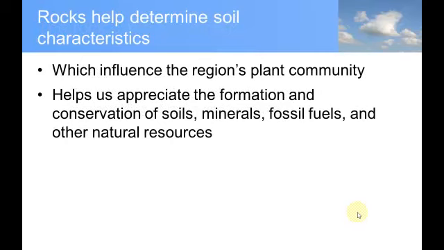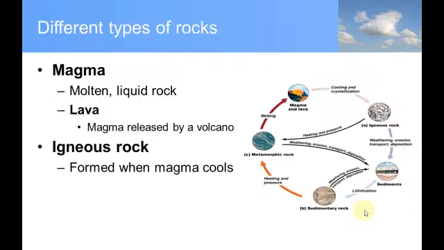Rocks have a big impact on the soil characteristics of a given area. They can dictate what type of soil is formed in the area, because as rocks get weathered away, wind and waves break off little bits, and those little bits then become the mineral component of the soil in the region. So the type of rocks in an area can have a big influence on the type of soil that forms in that area. Now, there are three main types of rocks.